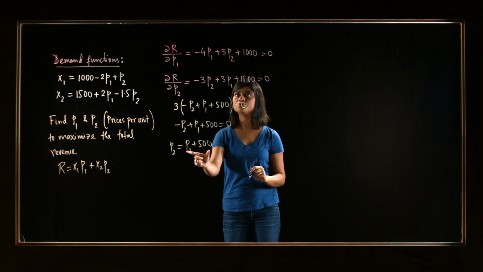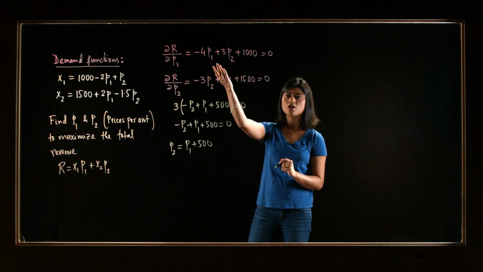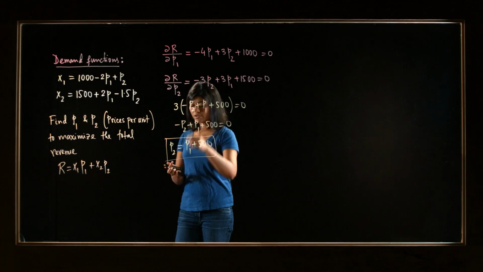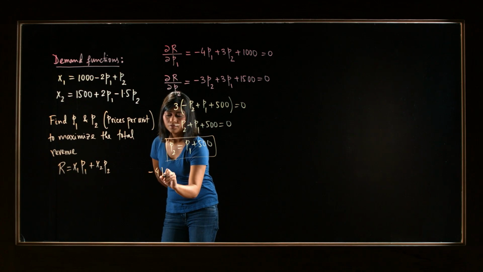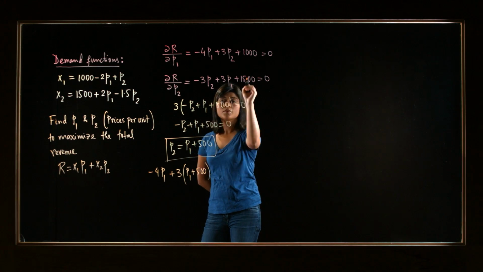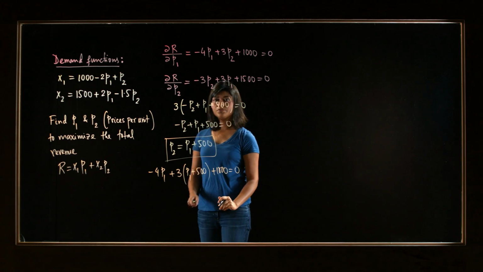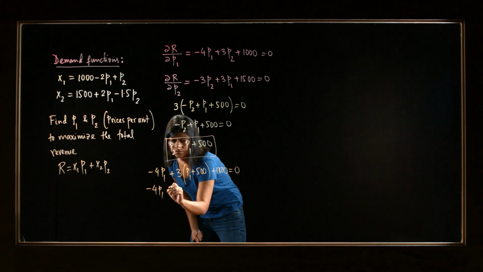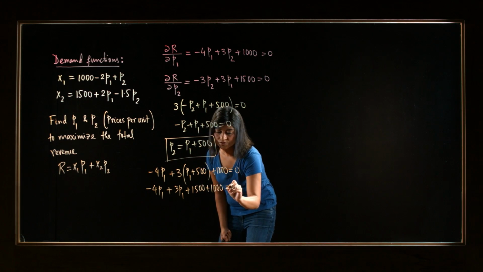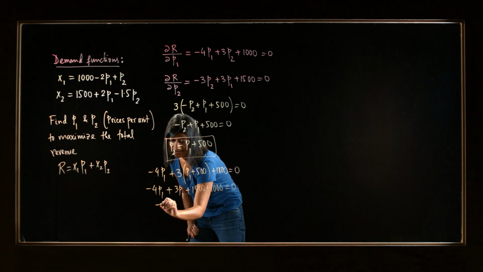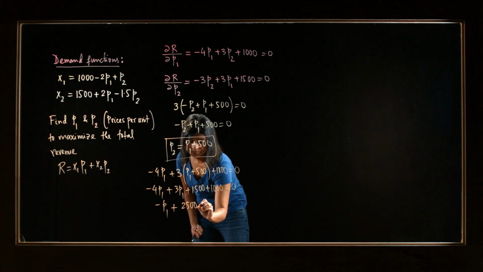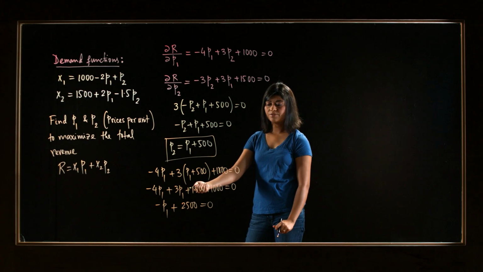Now we can take this expression for p2, put it in the first equation, and we'll just have an equation in p1, and we can solve for p1. So let's plug it into the first equation. The first equation is negative 4 p1 plus 3, now instead of p2 I'm writing p1 plus 500, and then plus 1000, equal to 0. So we distribute the 3: 3 p1 plus 1500 plus 1000 is 0. Negative 4 plus 3 is negative 1, so you get negative p1 plus 2500 equal to 0, and you see that p1 is 2500.